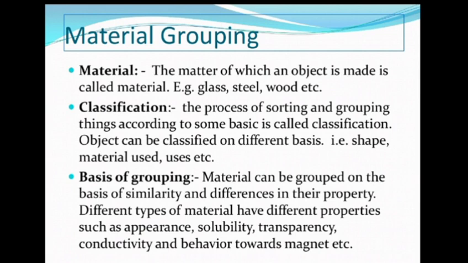The matter of which any object is made up of, that is called material. For example, glass, steel, wood, etc. Talking about wood. Wood is a material, but when we make a chair, table or a bed from wood, that doesn't remain a material, that becomes an object. So wood is a material, but the table, chair or a bed that is made up of wood, these are the objects.